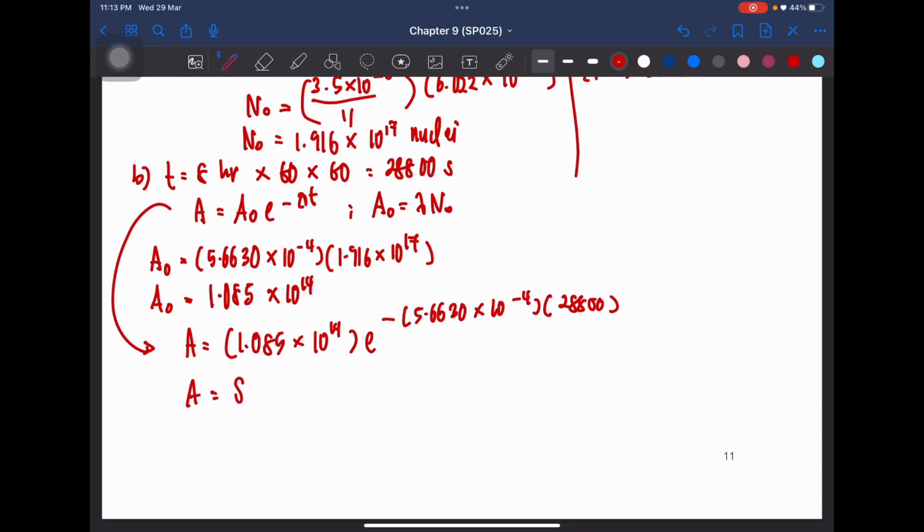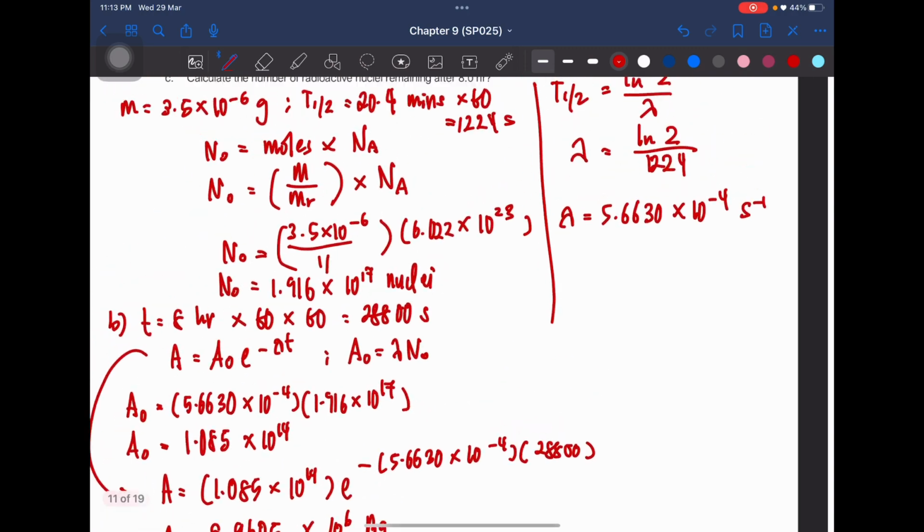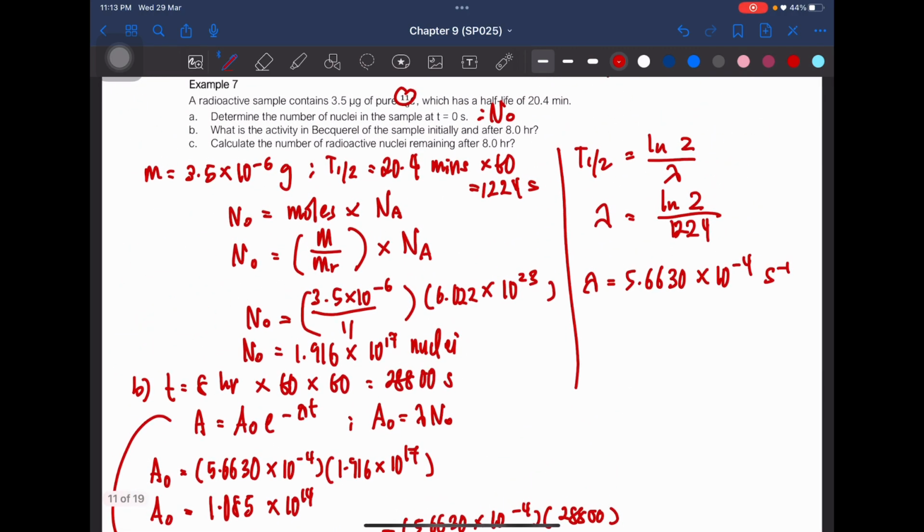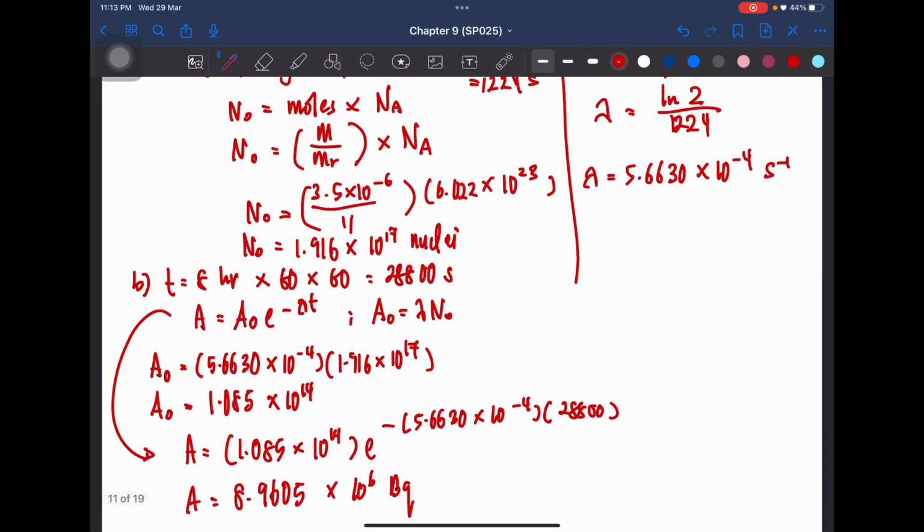So this one you'll get 8.96 lah times 10 to the power of 6. If you want 4 decimal points, you can take 4 decimal points lah. 8.9 darab 10.6 becquerel. Okay, so dapatlah jawapan dia. Okay, lepas tu calculate the number of radioactive nuclei remaining after 8 hours.